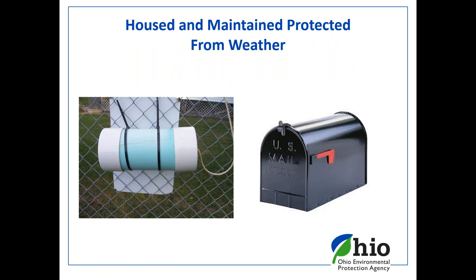Here's an example of housed and maintained to be protected from the weather. You can put a mailbox at the plant. On the wastewater side, we have the small package plants that are sometimes out in the middle of nowhere. So we see people just attach the pipe to the fence. We see Tucker totes. We see them put in electrical control boxes, just somewhere that's secure on the site where they can be looked at if we are out there or emergency personnel need to be out there.